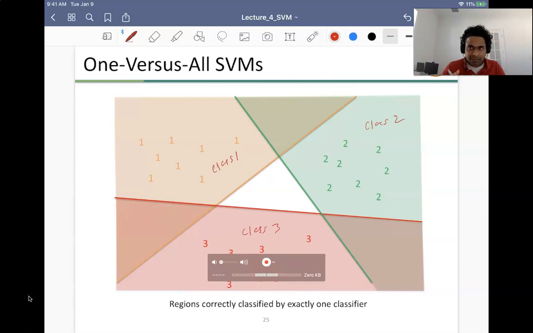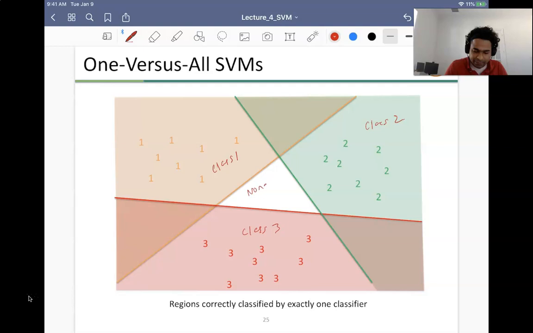But there is still some ambiguity. In particular, this region is essentially none of the classes. We know that this region on this side is class 3, so this side is not class 3. Similarly, this side is not class 2.